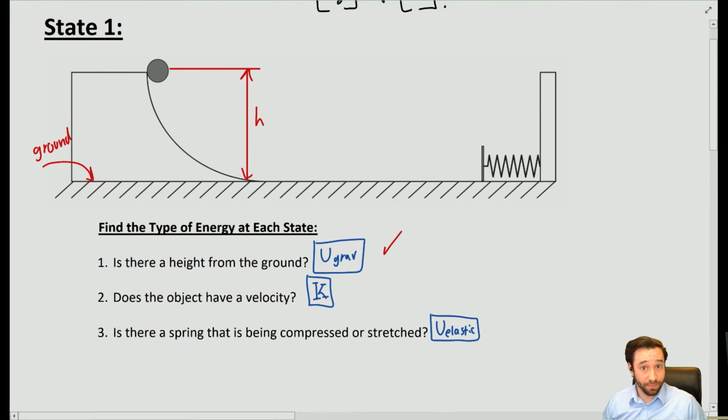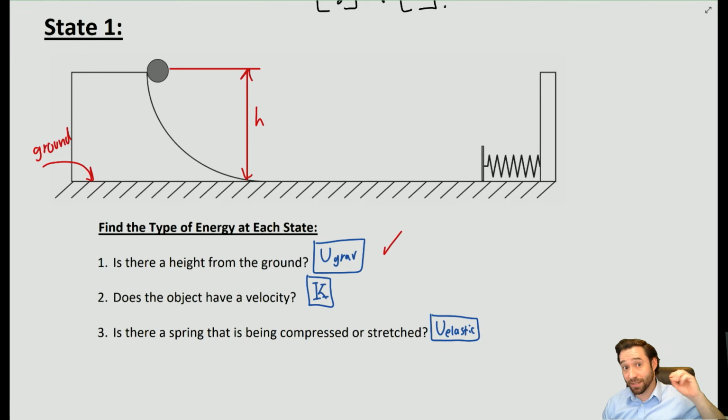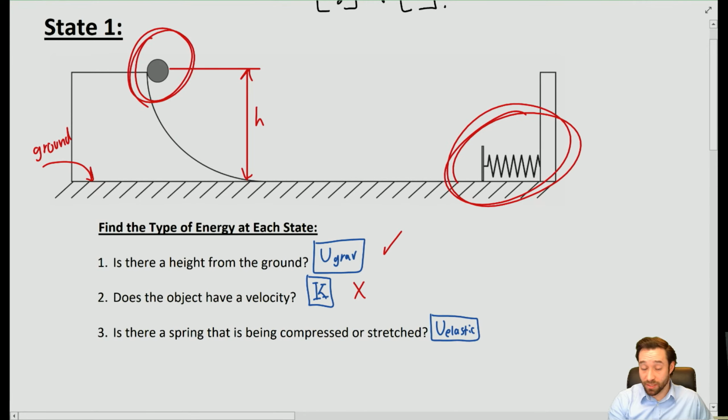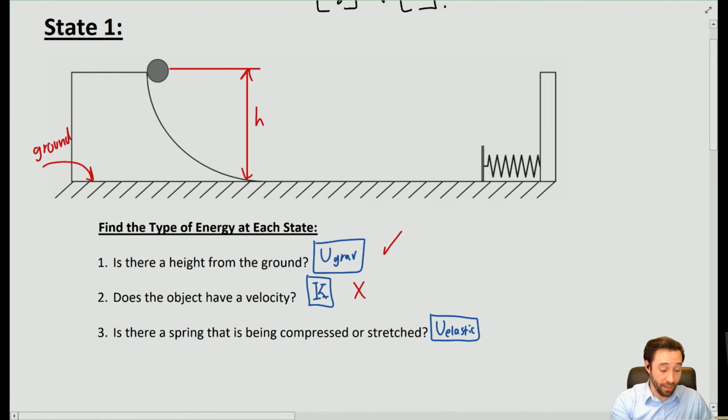Is there a velocity? Does the object have a velocity at state 1? This is the instant it's been released, and this picture has been taken right when it was released. So it hasn't had enough time to start moving yet. So there's no velocity at state 1. The third question is, is there a spring that's being compressed or stretched? The object is over here, and my spring is over here. It's not even making contact, so no, the spring is not being compressed or stretched. Cool. So at state 1, the only type of energy that is present is going to be U grav.